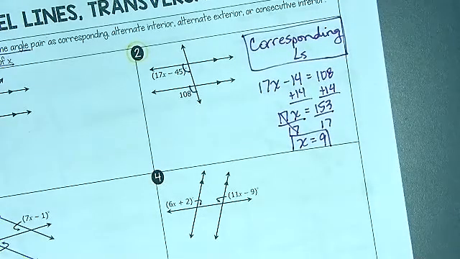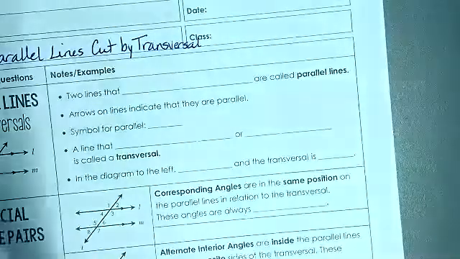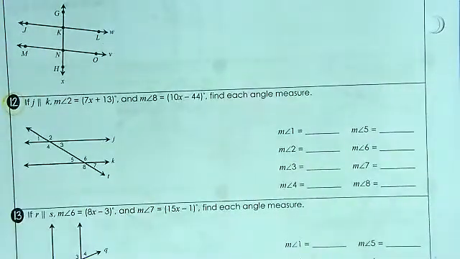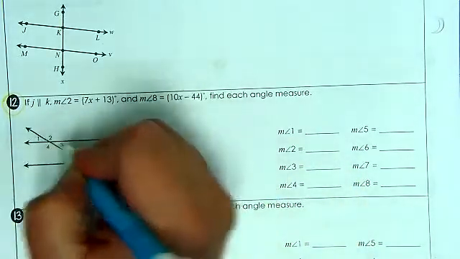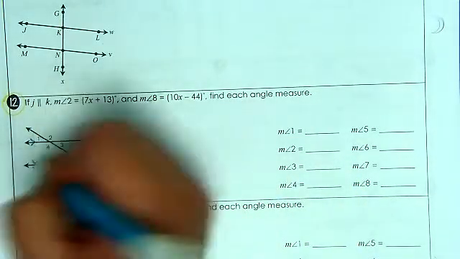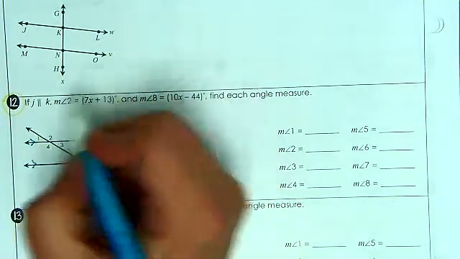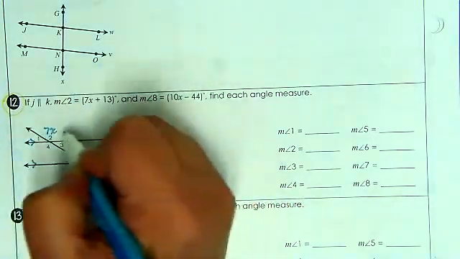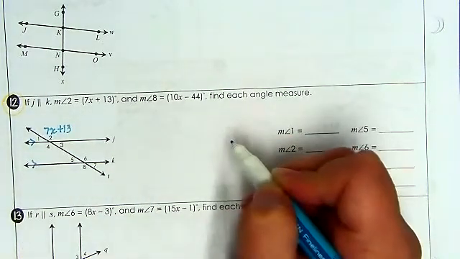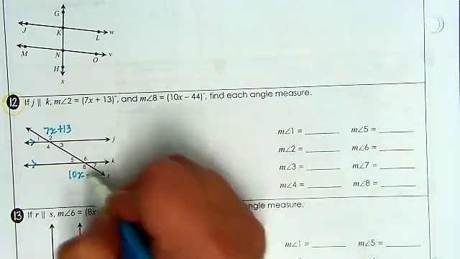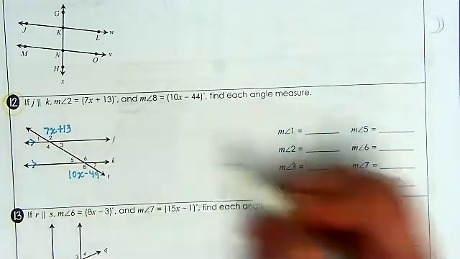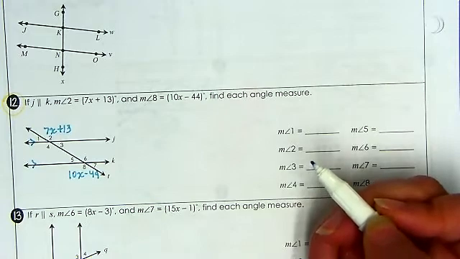Moving right along, look at number 12 on the back of here. We have J and K are parallel. Angle 2 is 7x plus 13. Angle 8 is 10x minus 44. Find each angle measure.